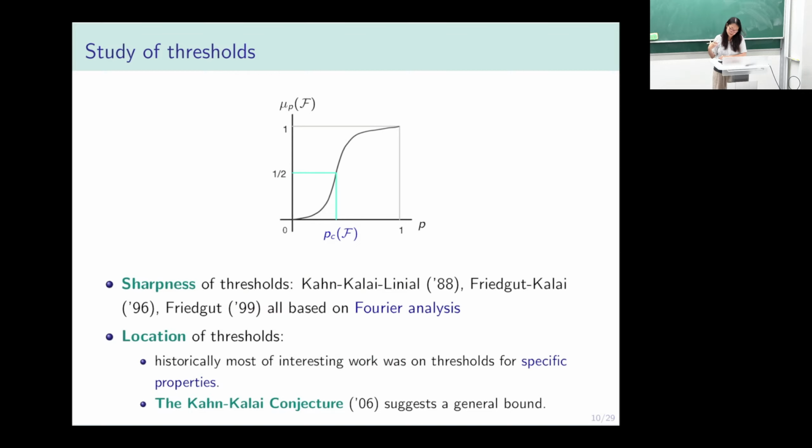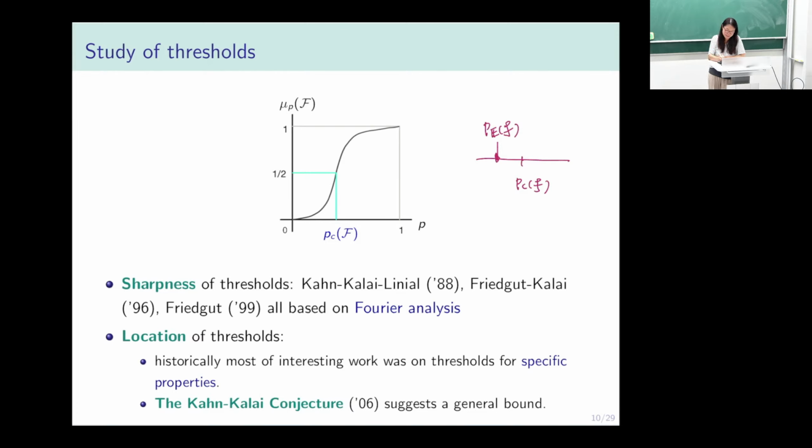But what we are interested in is the location of thresholds. And historically, most of the interesting work was on thresholds for specific properties, just like we saw in the previous list. And the Kahn-Kalai conjecture suggests a general bound, which implies some of the known results. So roughly speaking, we are interested in the value or the location of the threshold for the given increasing property. Let me call this p_c(F). And there is something called the expectation threshold, which always gives a lower bound on the location of thresholds.